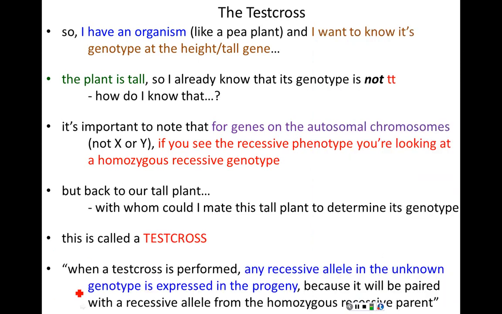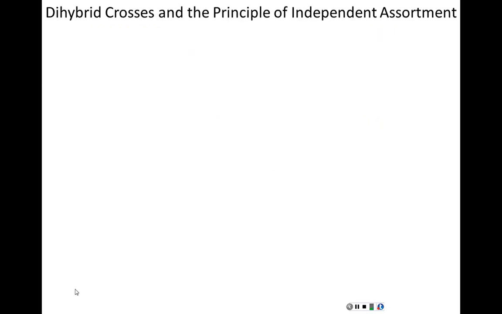The textbook says, when a test cross is performed, any recessive allele in the unknown genotype, that's the genotype of the dominant expressing parent, is expressed in the progeny. I'll say it again. When a test cross is performed, any recessive allele in the unknown genotype is expressed in the progeny because it will be paired with a recessive allele that came from the homozygous recessive parent. That's the point.